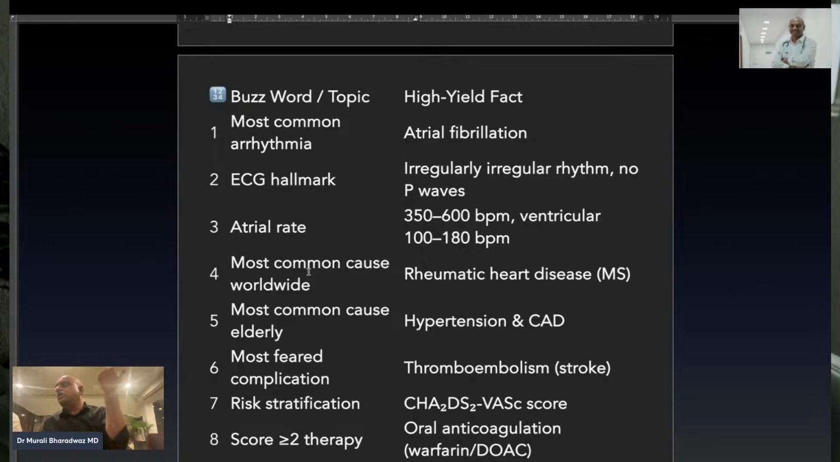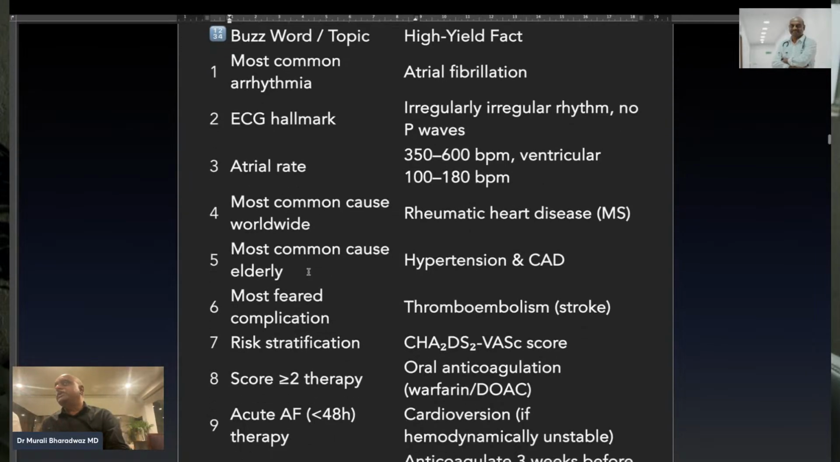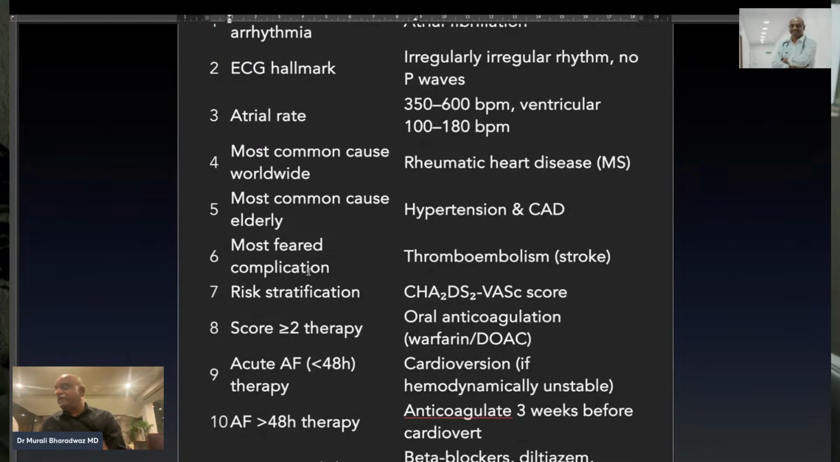The most common cause of atrial fibrillation worldwide is rheumatic heart disease with mitral stenosis, leading to left atrial enlargement, leading to fibrillation. The most common cause in the case of the elderly is hypertension. Coronary artery disease will lead to the development of atrial fibrillation. In a lot of elderly people above 80 we find atrial fibrillation compulsorily.